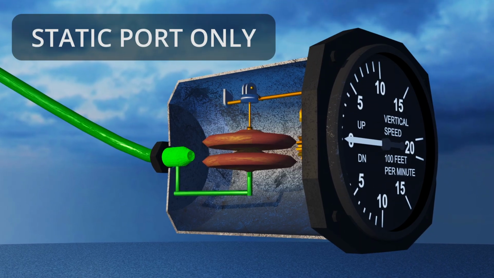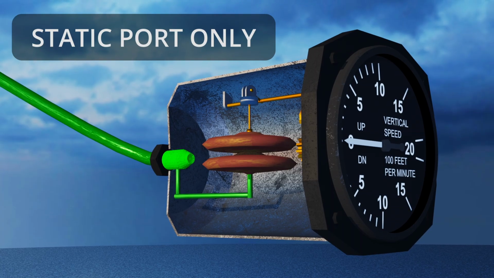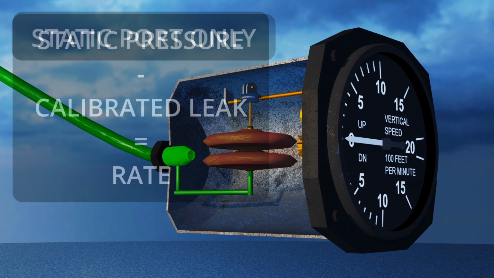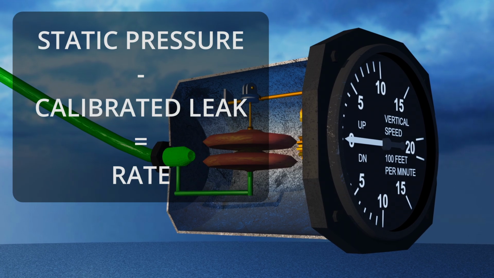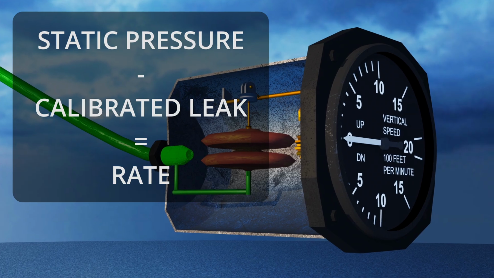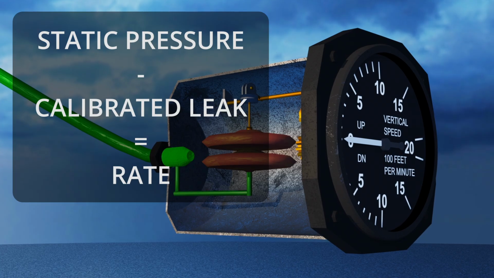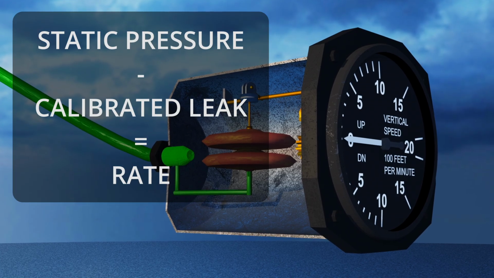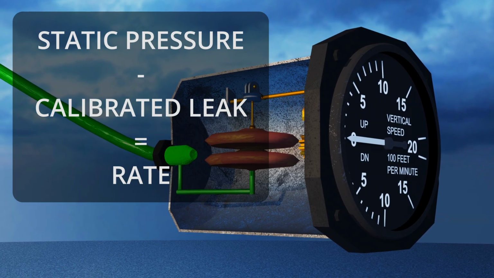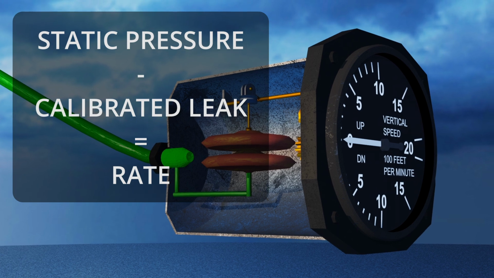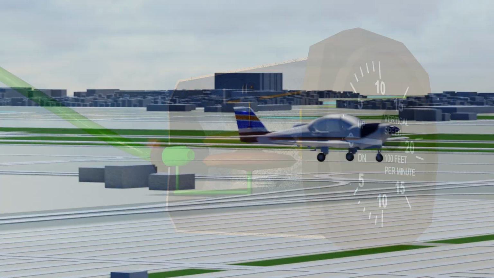The vertical speed indicator also uses the static port only. Inside the instrument, it compares the static pressure to a calibrated leak of that same static pressure. The slight delay created by that leak is used to measure how quickly the pressure is changing, which we read as climb or descent rate.